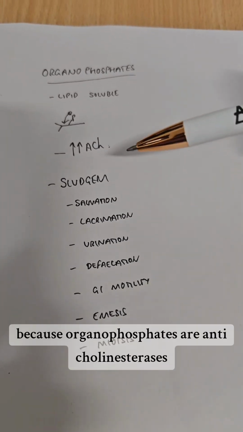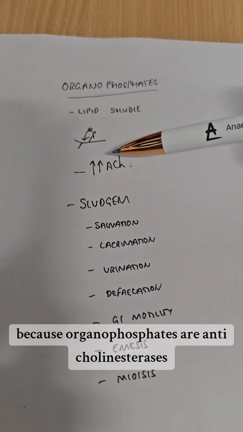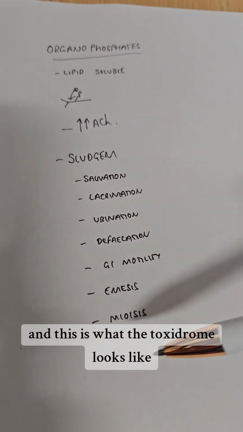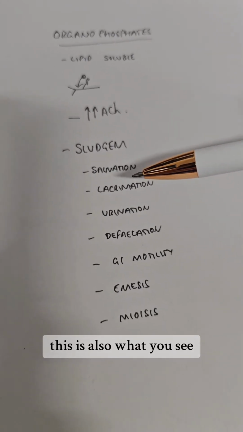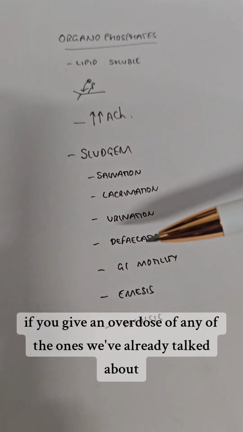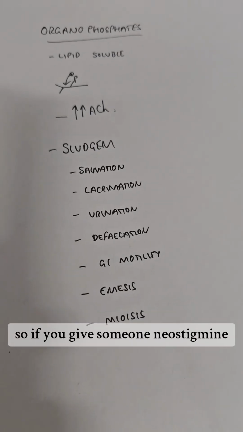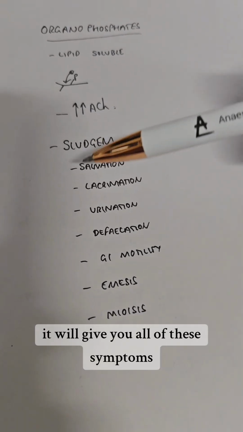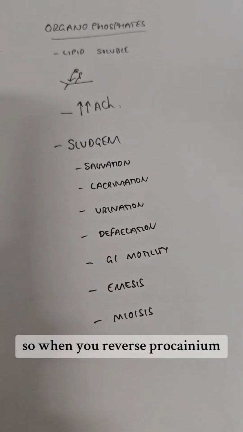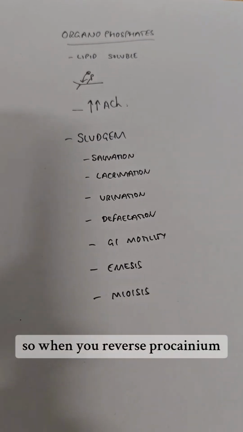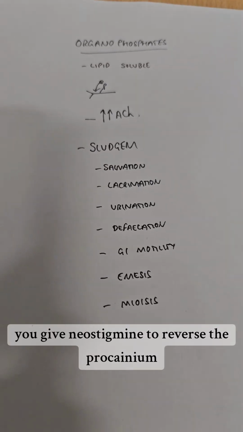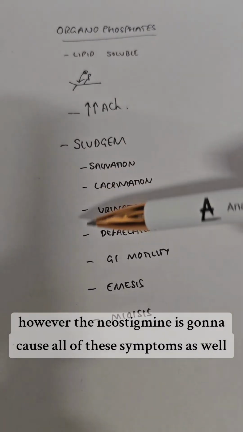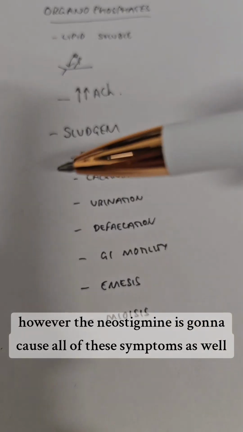Logically then, because organophosphates are anticholinesterases, and this is what the toxidrome looks like, this is also what you see if you give an overdose of any of the ones we've already talked about. So if you give someone neostigmine, it will give you all of these symptoms. So when you reverse rocuronium, you give neostigmine to reverse the rocuronium. However, the neostigmine is going to cause all of these symptoms as well.